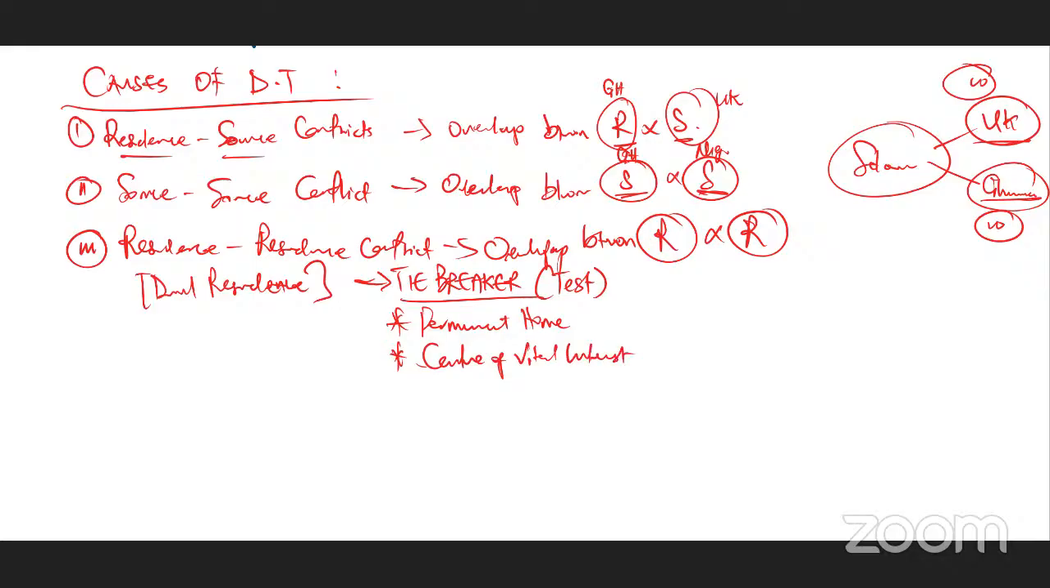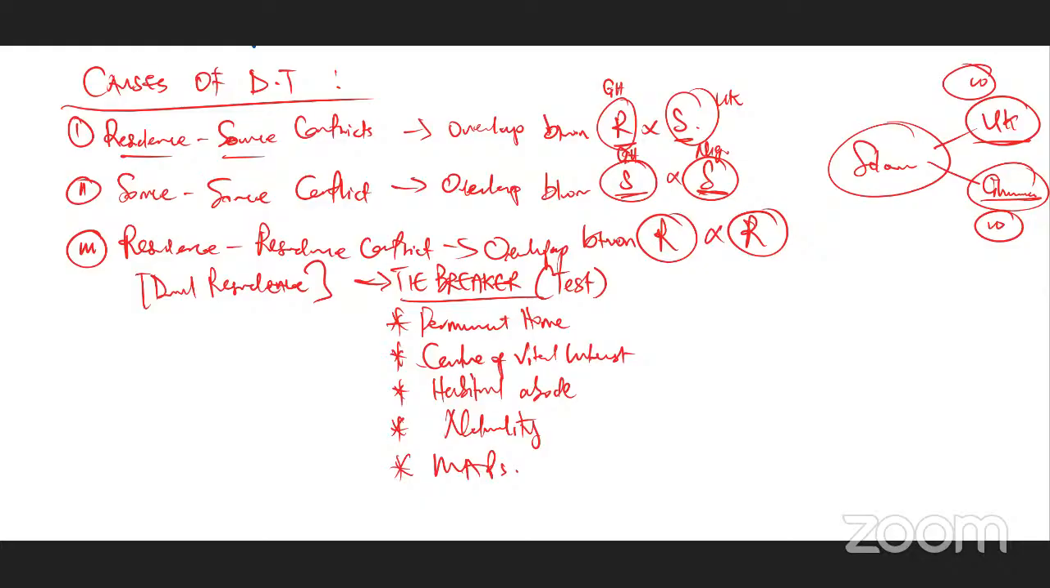When we cannot find your center of vital interest, the next thing we have to do is to go forward to look at what? Your place of habitual abode. So we cannot see where your family is. So where do you stay often? If you cannot determine where you stay often, the next thing is to what? Check where you are a national or you're a citizen. If we cannot determine that, then the tax authorities must settle by mutual agreement procedure. So this is a tiebreaker test for individuals, right?